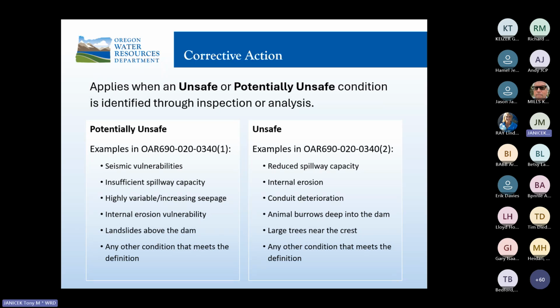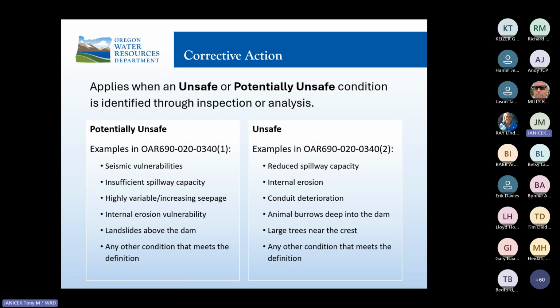So corrective action. As I mentioned, these apply when the dam is unsafe or potentially unsafe now. So when an issue is identified through inspection or analysis, and it's declared unsafe or potentially unsafe, that's when a corrective action applies. And so for both of these, the Oregon Administrative Rule is listed that provides examples.